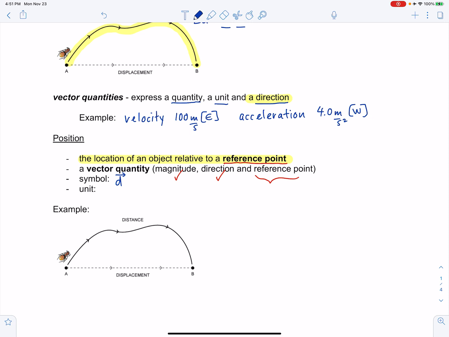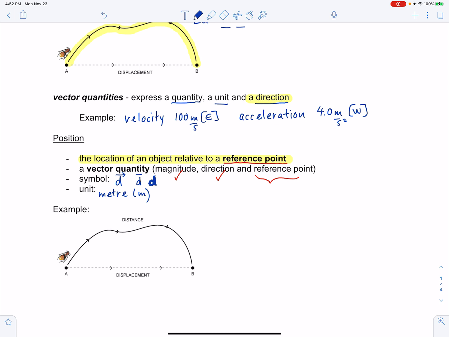Another way to denote vector quantities is with just a straight bar over top, or some textbooks might actually use the bold letter D with no arrowhead on top to indicate that it's a vector. The unit of measurement for position is the same as for distance, and it's the meter.